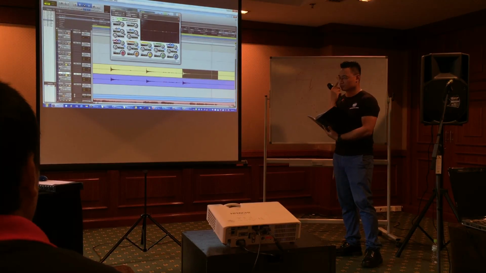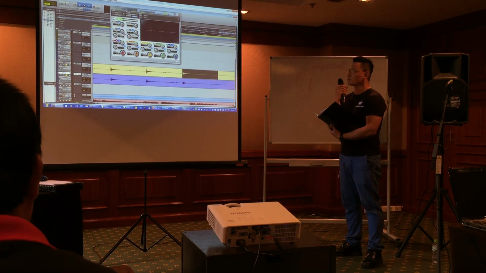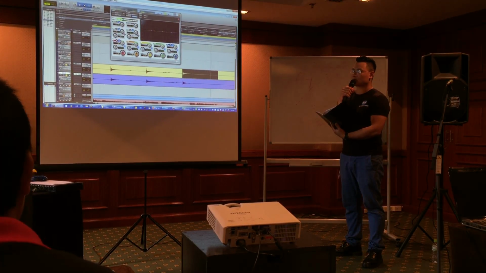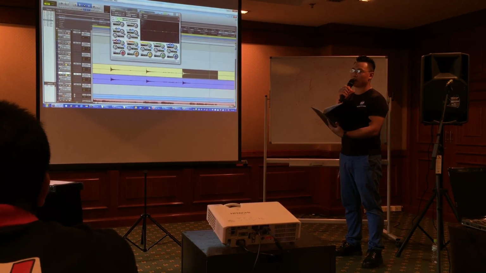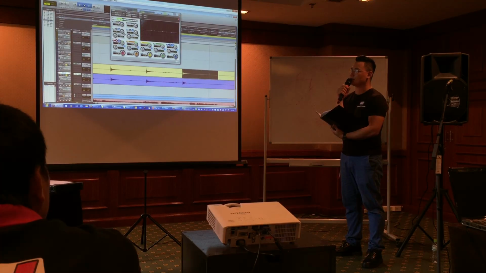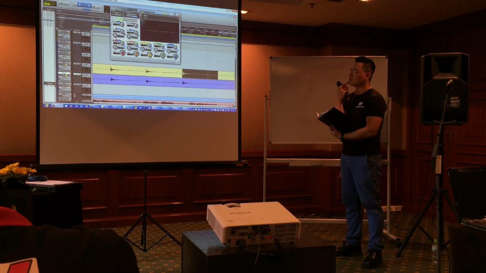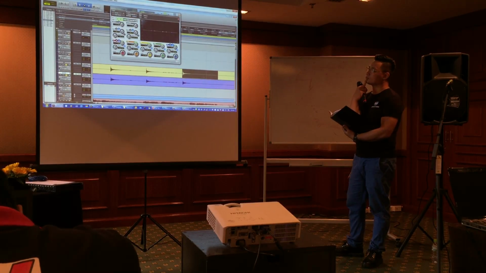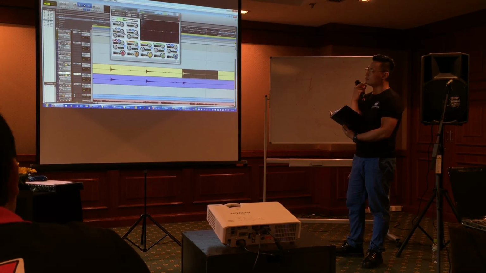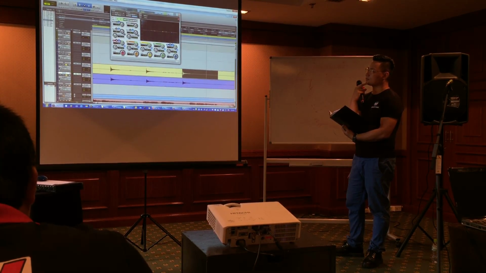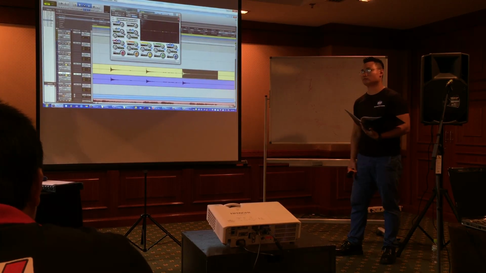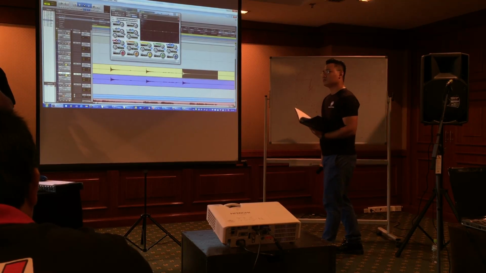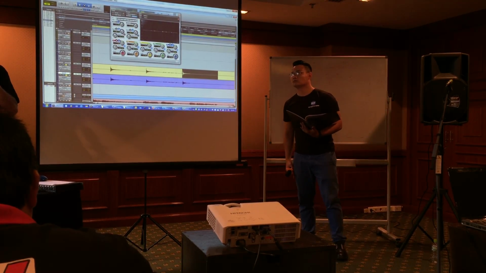Try to invert. This is with the phase inverted. Okay. So if we put a mic under the snare and we don't invert the phase, we lose the body of the snare.